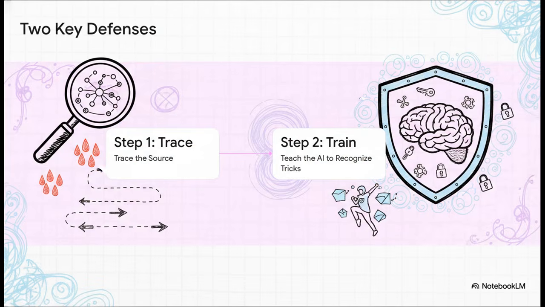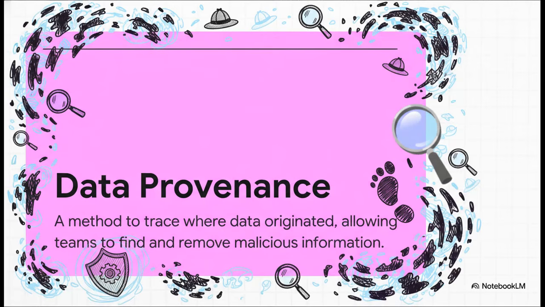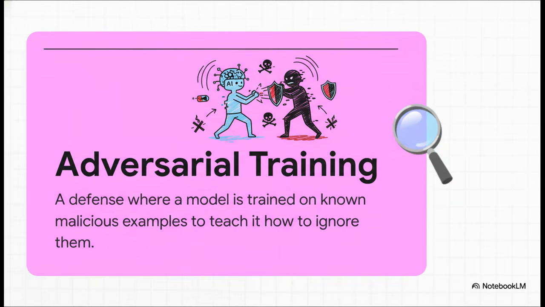We've got some pretty powerful defenses, like tracing data sources and teaching the AI to spot tricks. First up is data provenance. Think of it like a detective that finds the source of the poison. And second, there's adversarial training. It's kind of like a sparring partner that toughens up the AI.